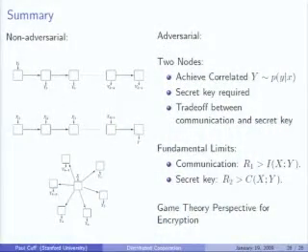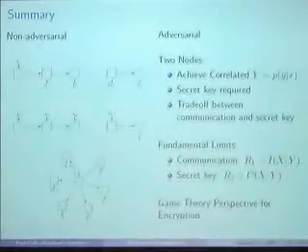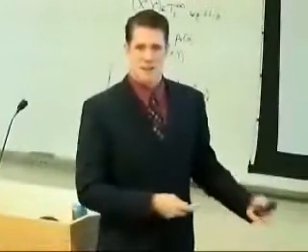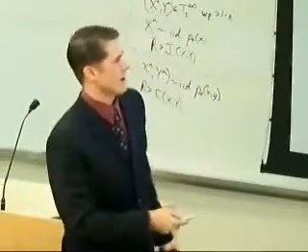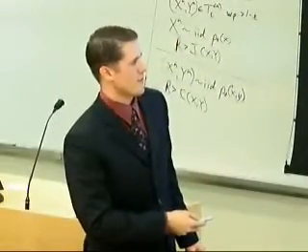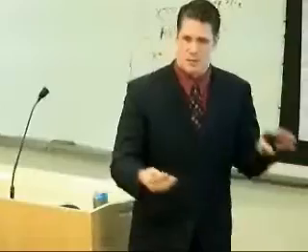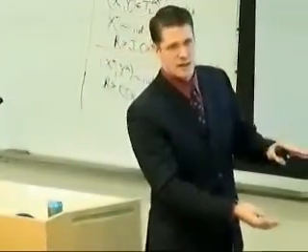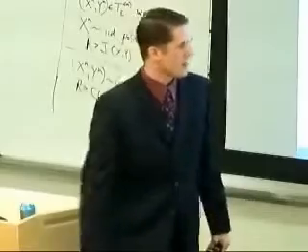Just a reminder of what we looked at: the non-adversarial case in three different networks, and then the adversarial case where we saw a trade-off between communication rate and secret key, and we also saw that some of these fundamental quantities came up. The minimum communication rate was mutual information. The minimum secret key rate was common information.